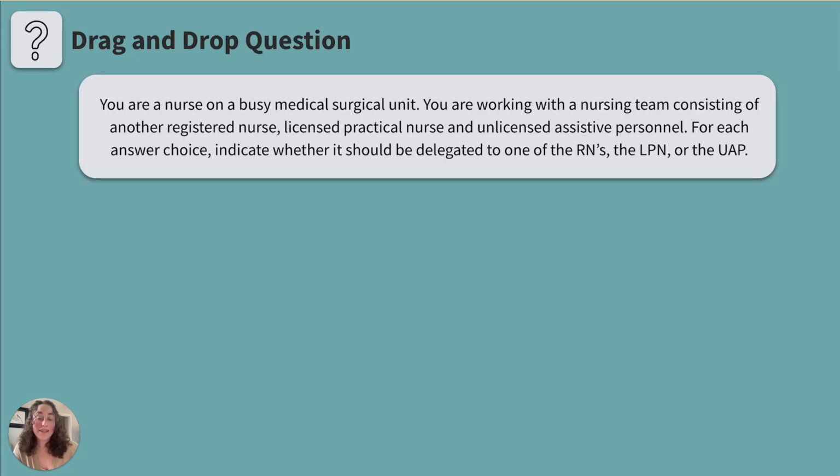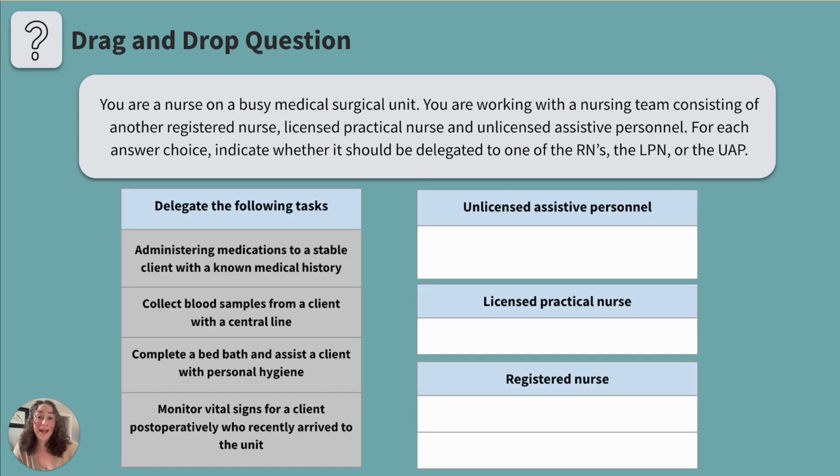You are a nurse on a busy medical surgical unit. You are working with a nursing team consisting of another registered nurse, licensed practical nurse, and unlicensed assistive personnel. For each answer choice, indicate whether it should be delegated to one of the RNs, the LPN, or the UAP. Administering medications to a stable client with a known medical history, collect blood samples from a client with a central line, complete a bed bath and assist a client with personal hygiene, monitor vital signs for a client post-operatively who recently arrived on the unit. Take a moment to pause the video, review each option, and decide on an answer. Then when you're ready to resume, press play and we will review.